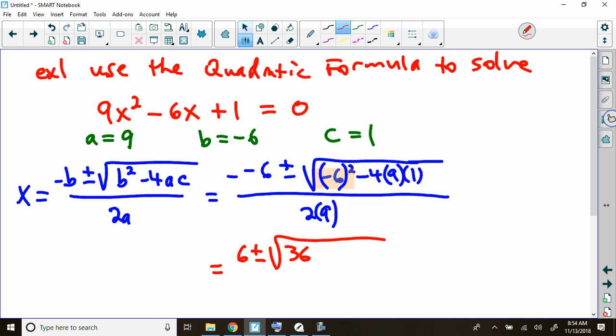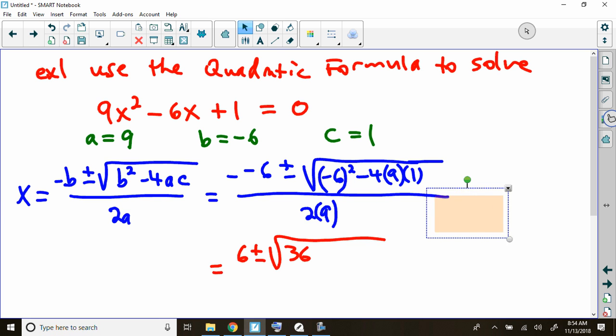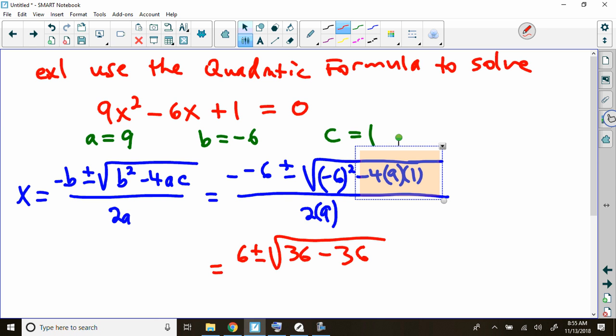And then the next part that people screw up is they don't know the order in which to do this stuff. They forget about PEMDAS. They don't realize that this hunk of 4, 9, and 1, that's all one big block, and all those numbers get multiplied. And you got to do that all at the same time and then subtract that from that 36. So what is 4 times 9 times 1? Is it 36? 4 times 9 is 36, times 1 is 36. So we end up with 36 minus 36. And then this is all over 2 times 9, or all over 18.